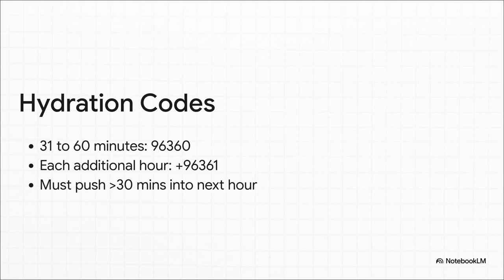But what if it goes longer? Well, you use the add-on code 96361 for each additional hour. However, the rule here is strict. You must push at least 30 minutes into that next hour increment to actually claim the add-on code. Time is truly the ultimate gatekeeper here.